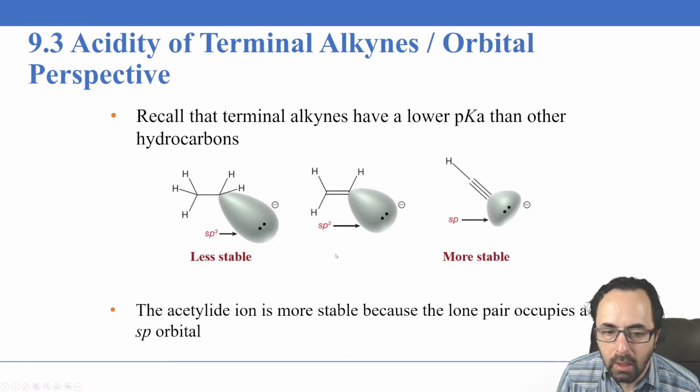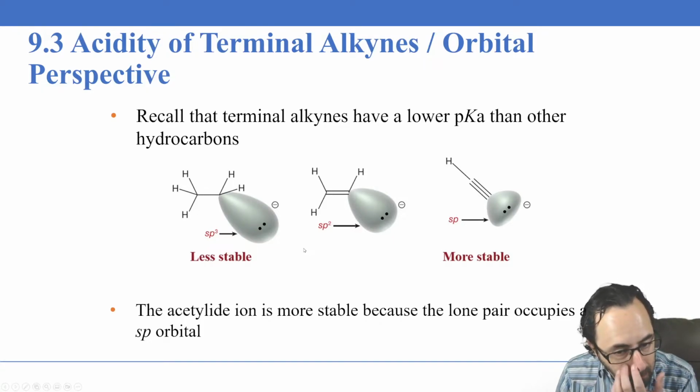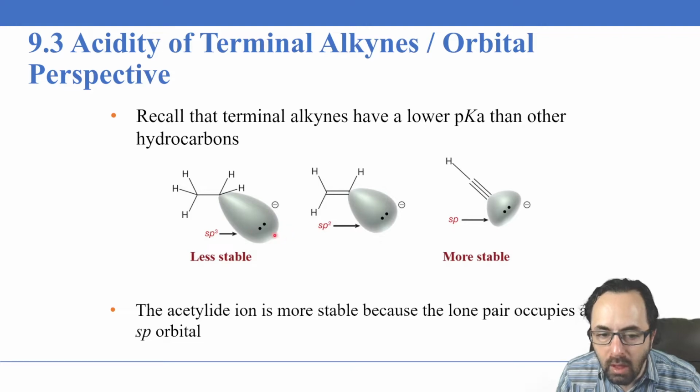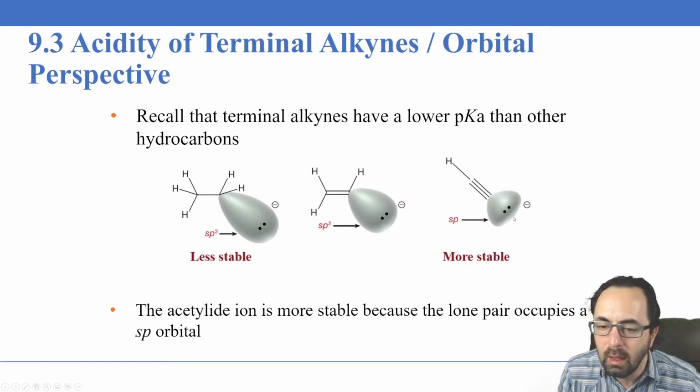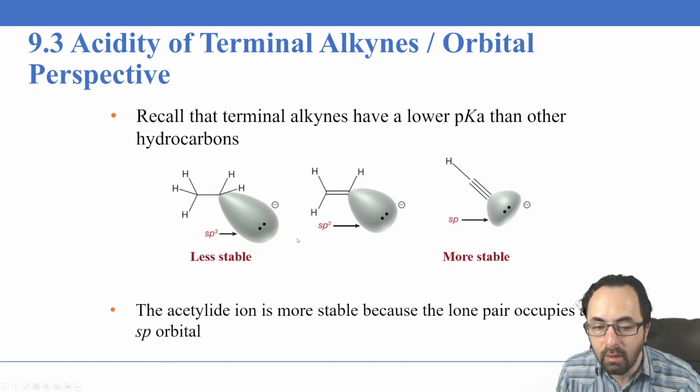Again, here's a picture of the relative stability of the electrons in the sp3 orbital, which is larger, and so those electrons on average are farther from the carbon nucleus, versus an sp2 orbital, which is smaller, versus an sp orbital, which is even smaller. And so these negative electrons are very close to the nucleus, which stabilizes them and keeps them from grabbing a proton as easily as in these other alkenes and alkanes.